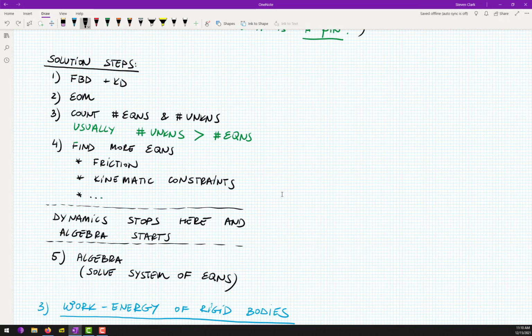And how do we find these equations? We go for kinematic constraints. We can go for some friction law or some other tricks you learned during the semester. And then you will end up with exactly the same number of equations and unknowns, yes? And then dynamics stops and mathematics starts. Then you just have to solve that system of equations you ended up with. Easy?